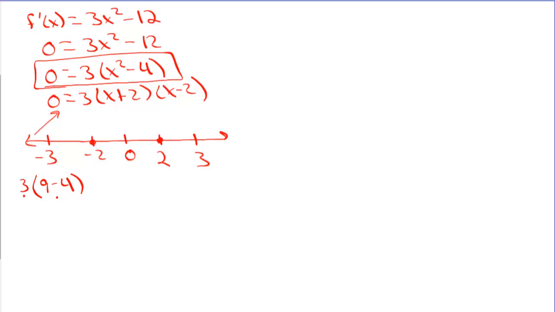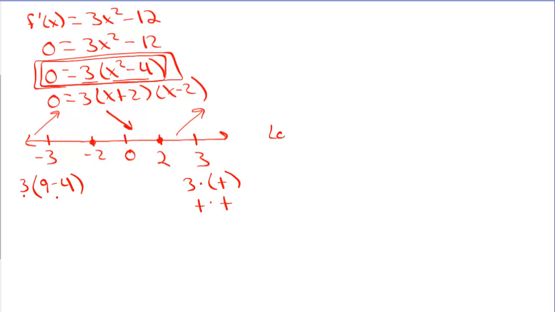to negative 2. Then in between negative 2 and 2, if we plug 0 into the derivative, we get 3 times negative 4. This function decreases in between negative 2 and 2. Then when we plug 3 in, we get 3 times 9 minus 4 is positive. So really a positive times a positive. This function then increases after 2.